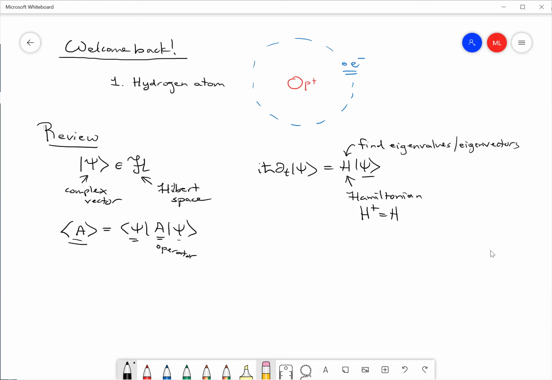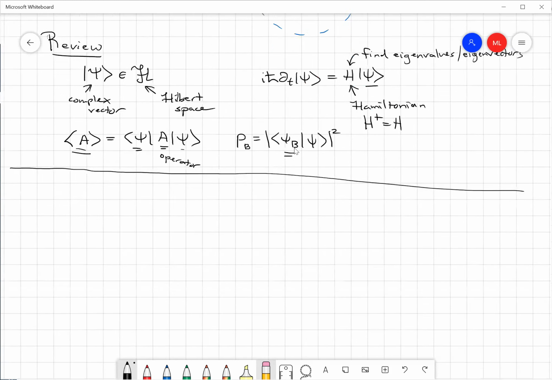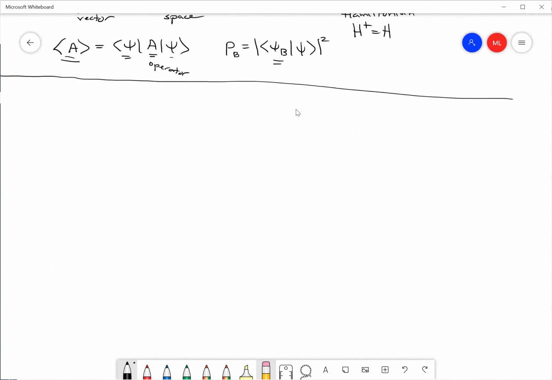We also have probabilities, say, of observing a system in some other state B. We would take the inner product between psi and the complex vector associated with state B, and take its square. That's really it. All of quantum mechanics boils down to these basic things, and everything else is just details and complications. But let's try with the hydrogen atom. Let's try to find the eigenvalues and eigenvectors of H, and see how it goes.